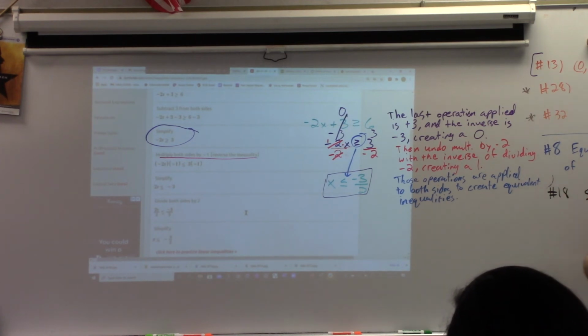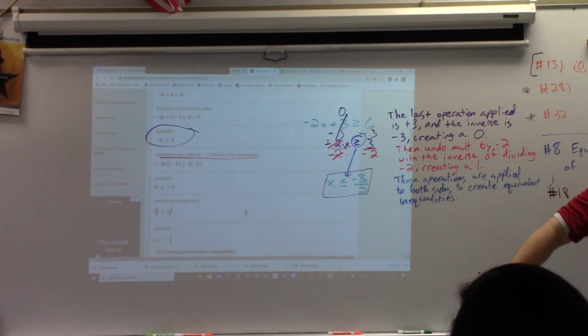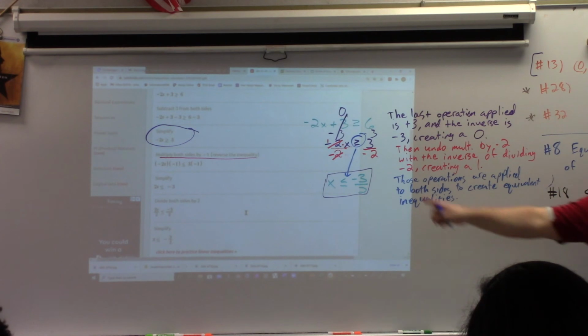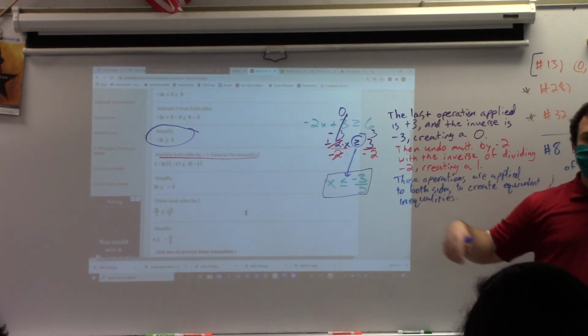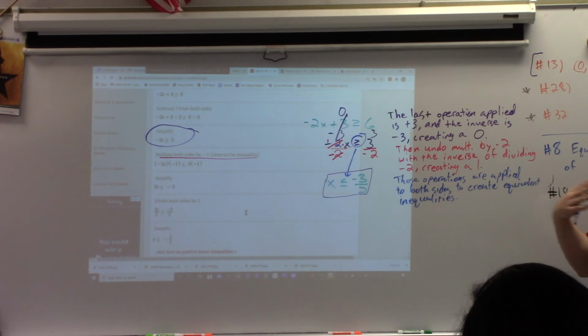And so remember, if I don't reverse the direction of this inequality, would this be an equivalent inequality? No. That's the whole point, right? To get the same solution set, have an equivalent inequality, we have to reverse the direction. So these operations are applied to both sides to create equivalent inequalities.